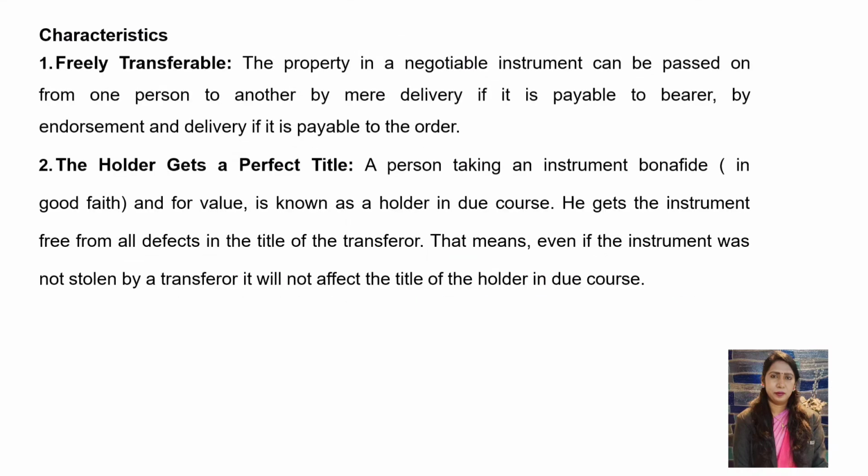Characteristics of negotiable instrument. Number one, freely transferable. As we discussed, a negotiable instrument such as a check, promissory note or bill of exchange can be passed from one person to another for payment by the bearer without any problems. That is called freely transferable. The holder gets a perfect title. A person taking an instrument bona fide, in good faith and for value, is known as a holder in due course. He gets the instrument free from all the defects in the title of the transferor.